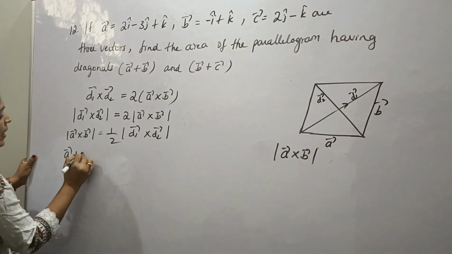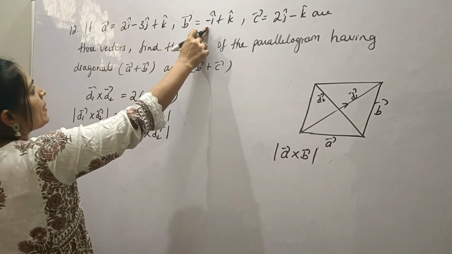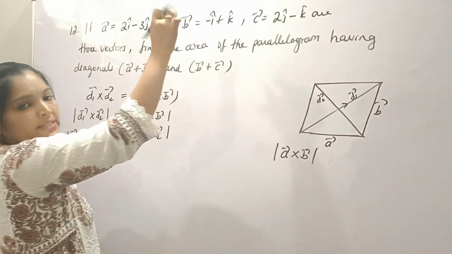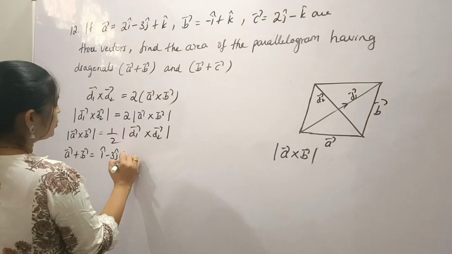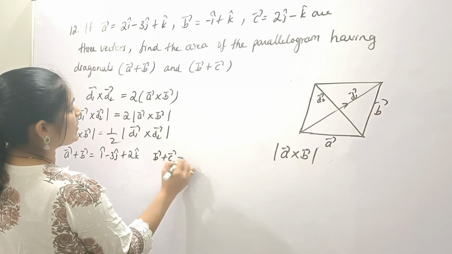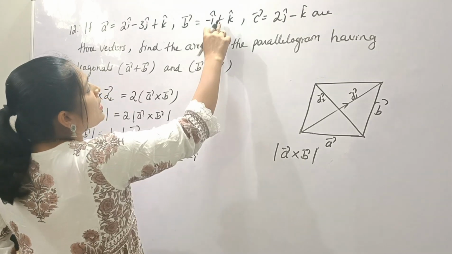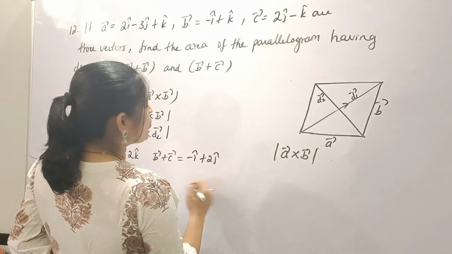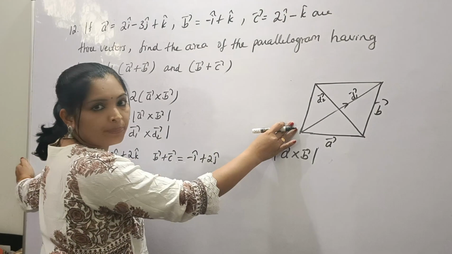So let's find vector A plus vector B. Adding these vectors: 2 plus minus 1 is 1, that is i; minus 3 plus 0, the coefficient of j is minus 3, so minus 3j; 1 plus 1 is 2, so 2k. Next let's find vector B plus vector C: minus 1 plus 0 is minus i, 0 plus 2 is 2j, 1 plus minus 1 is 0. So these are the diagonals of this parallelogram.